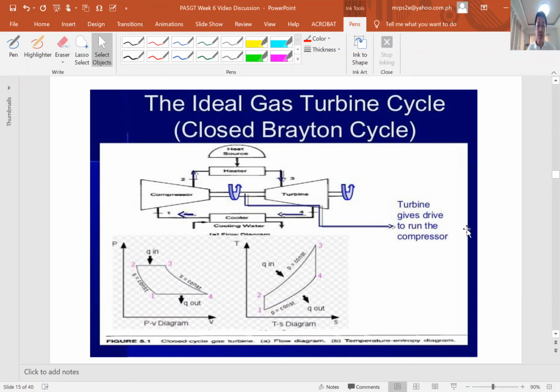So this one is the same. This one is the compressor, you see. Right, so the same heater, heat source. So this is a closed cycle. If you can see, this circuit is closed. The line is closed. This is a closed cycle.